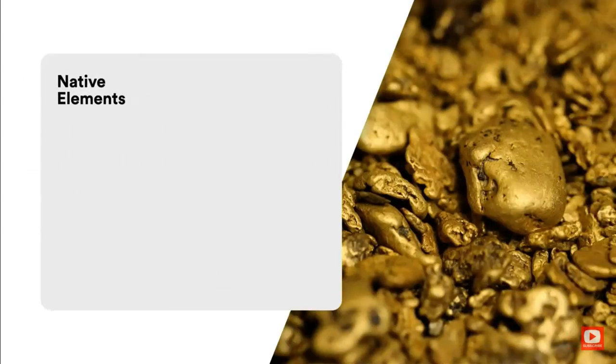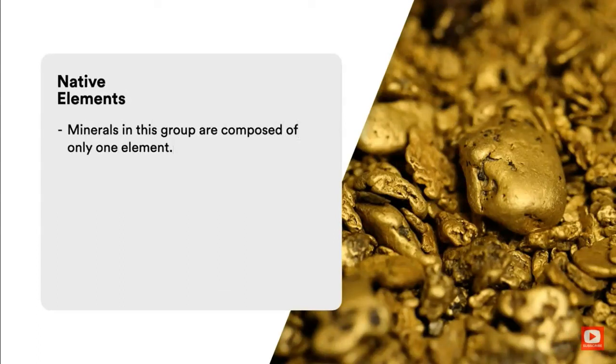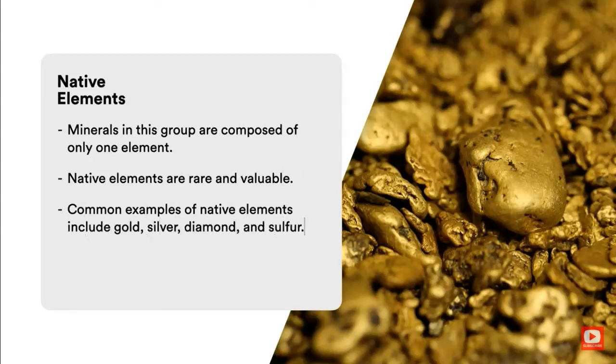These are particularly interesting. These are minerals that are composed of only one element. Because of that, they tend to be extremely rare and therefore quite valuable. Native element examples include things like gold and silver, diamond, and sulfur. And of course, these are some gold mineral samples right here in this image. So those are our native elements.